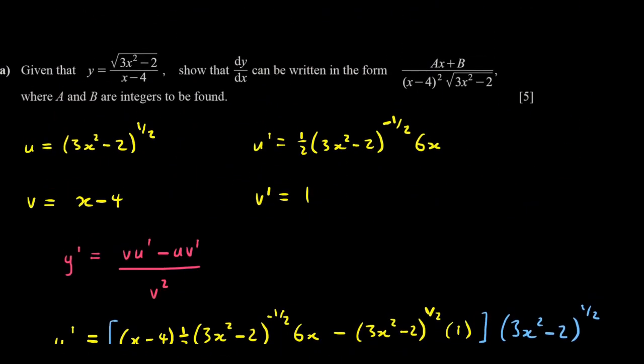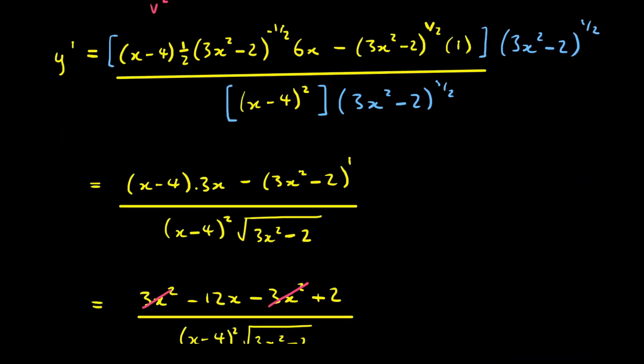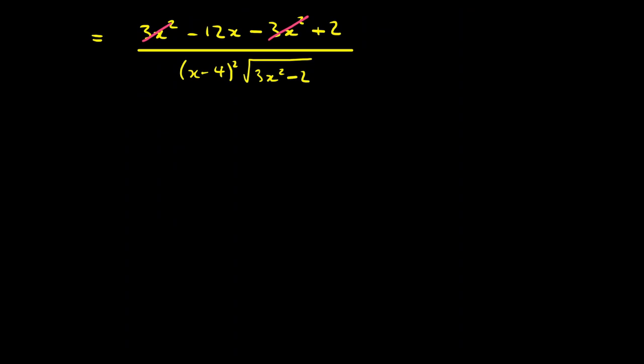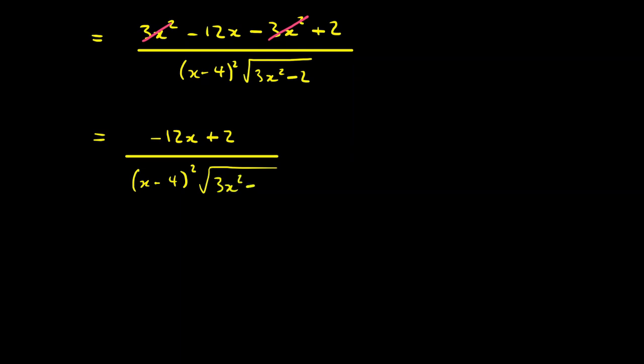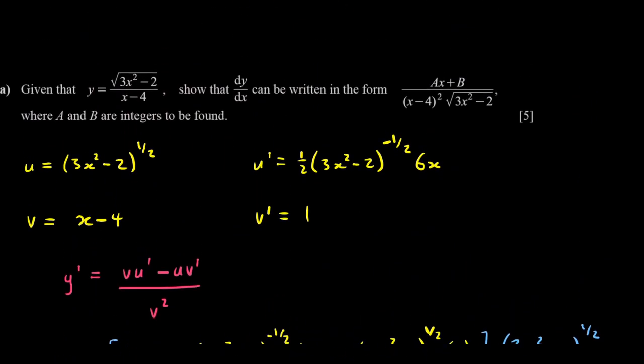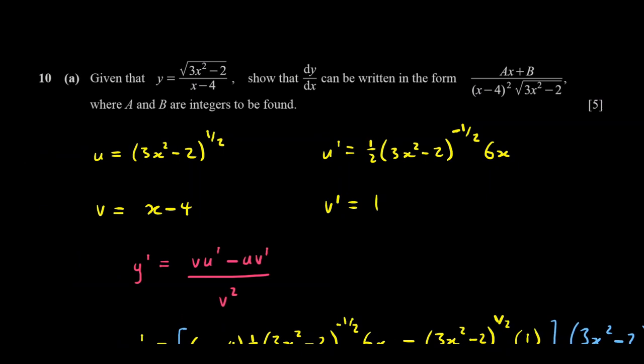Now, what was the form we needed? Okay, we just needed to get (ax + b). All right, so I can just simplify like that to give (−12x + 2), all divided through by (x − 4)² times by the square root of 3x² − 2. And therefore, in that case, our a value is equal to negative 12, and our b value is equal to 2. And I think we've differentiated everything in the form that we want. Yep, okay, so that looks okay to me.